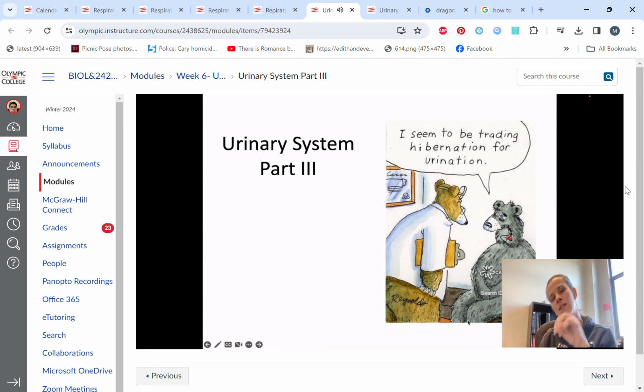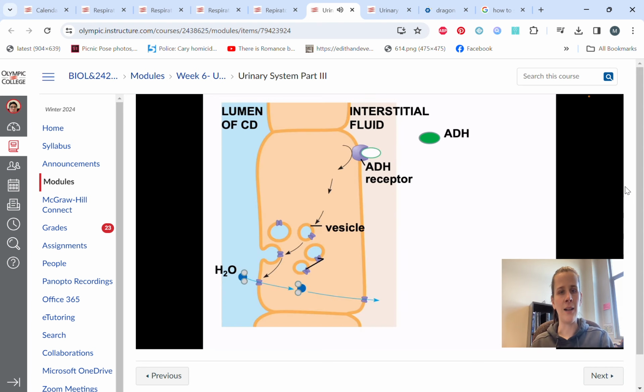Okay, so this is going to be the third and final part of your urinary system lecture. If you haven't already seen, I did post an announcement with a little analogy for the countercurrent multiplier system. So take a look at that if that section is still a little fuzzy for you.